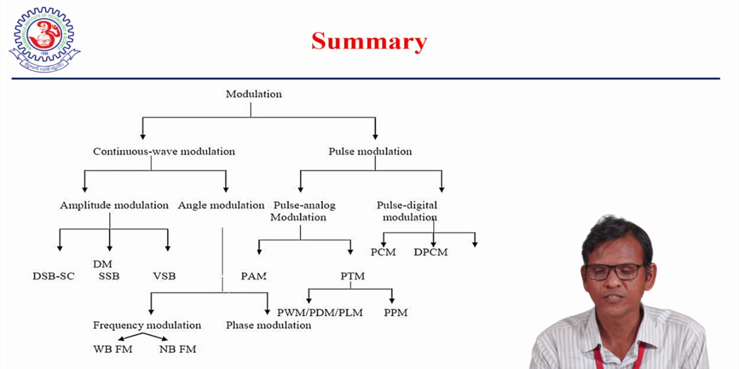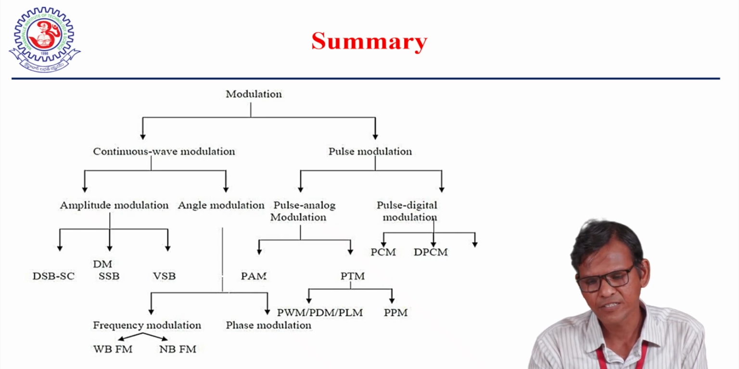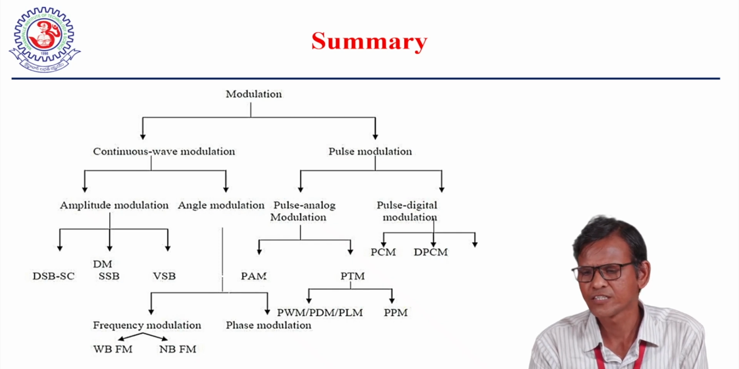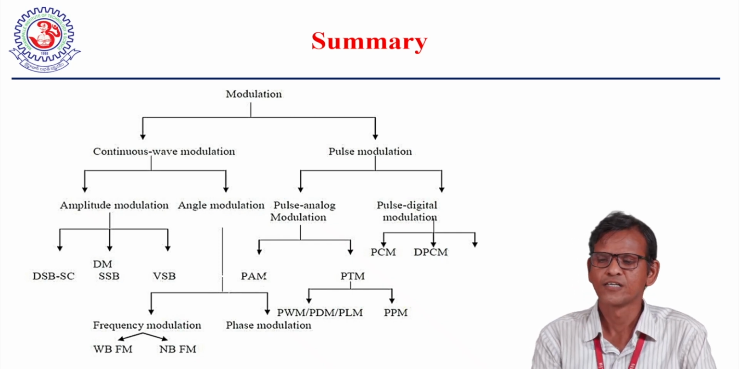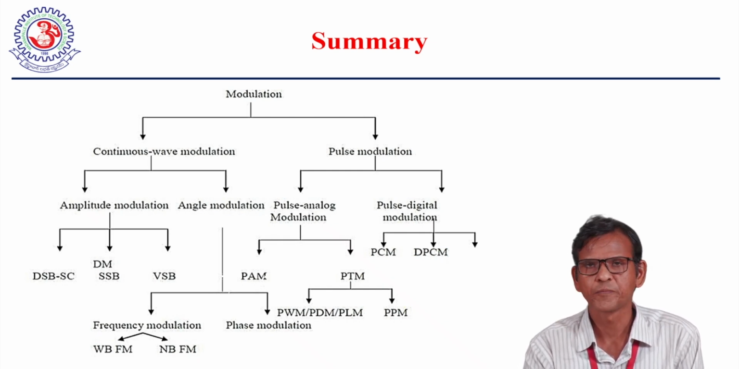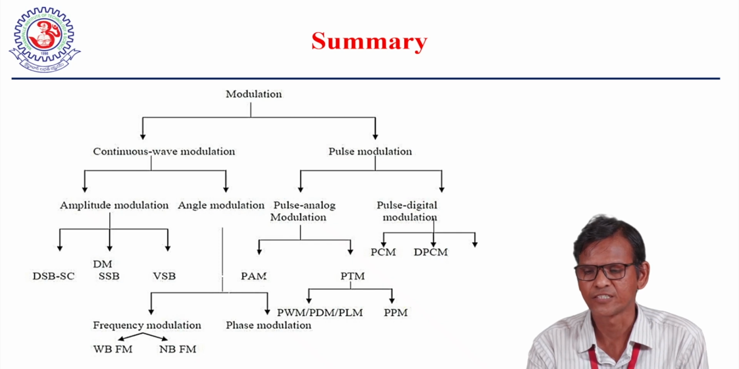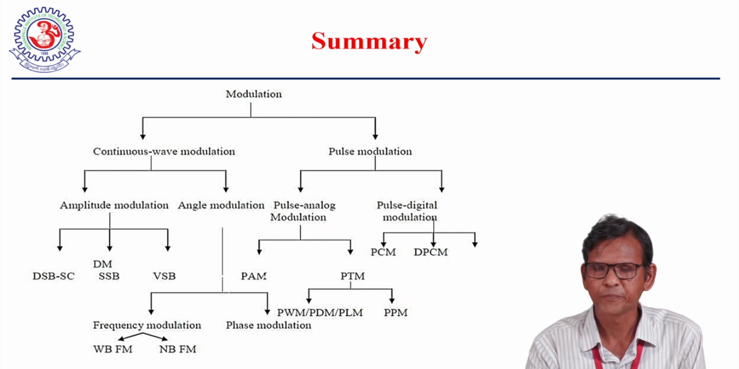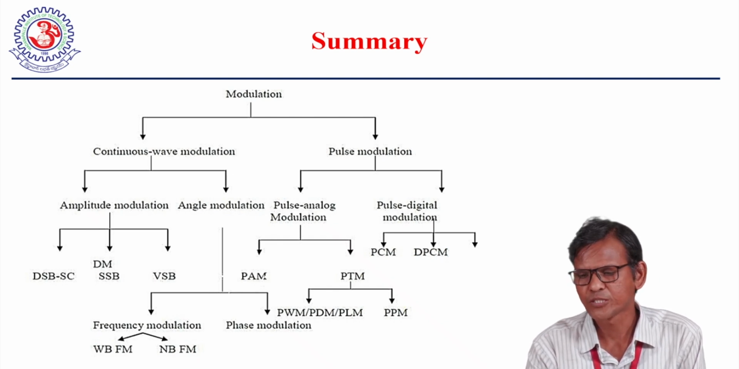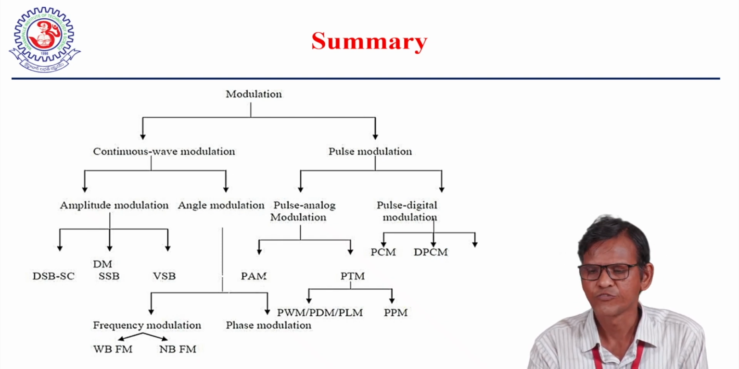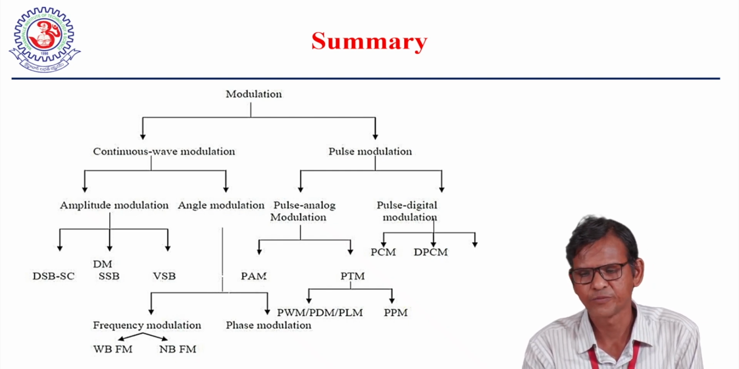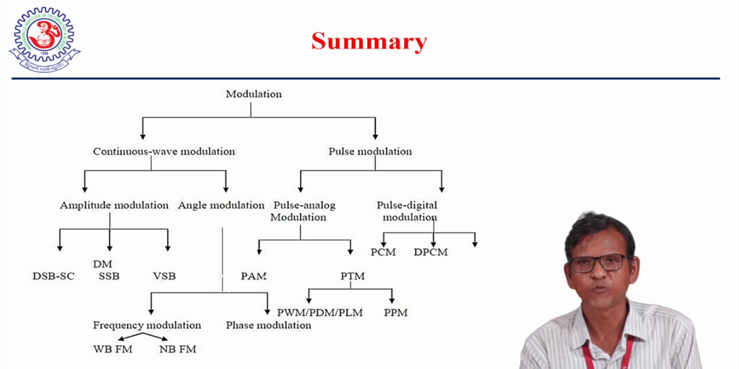Amplitude modulation has three types: double sideband with suppressed carrier, vestigial sideband, and single sideband. Delta modulation is also there. For pulse modulation, we have pulse amplitude modulation and pulse time modulation. In pulse time modulation, we have PWM and PPM. PWM is pulse width modulation, PPM is pulse position modulation. In pulse digital modulation, we have pulse code modulation, differential pulse code modulation, and delta modulation, DM. So these are the types of modulations.